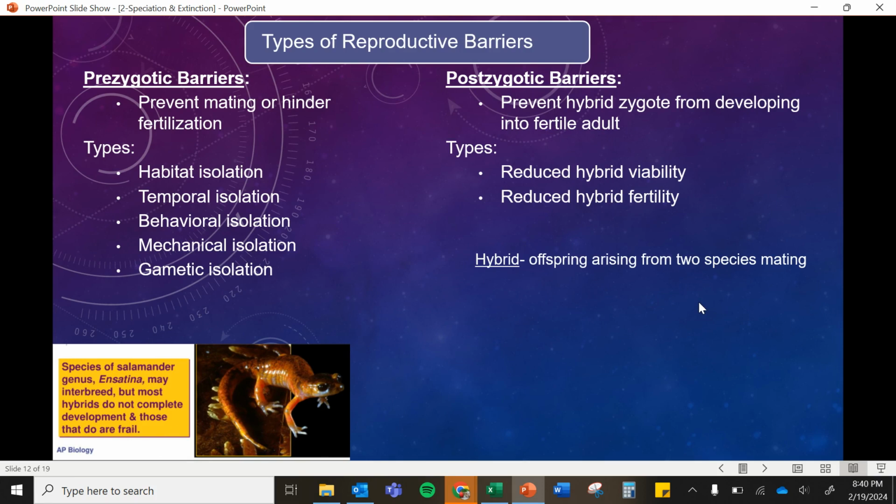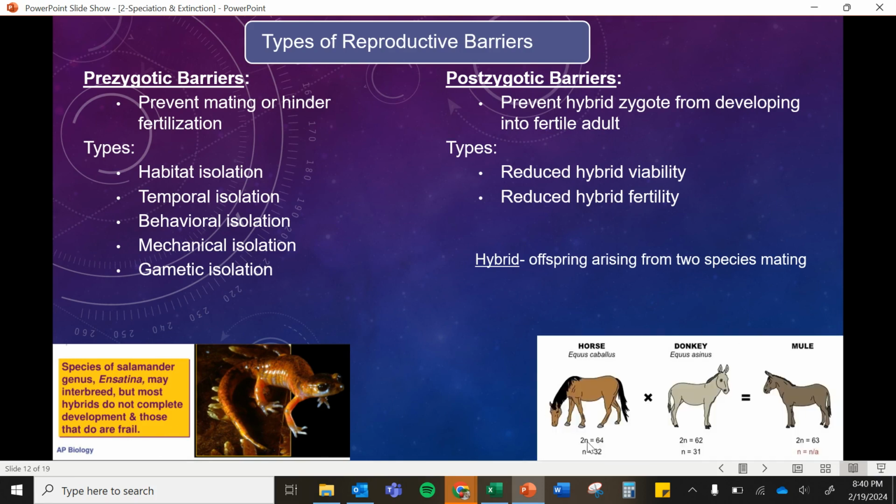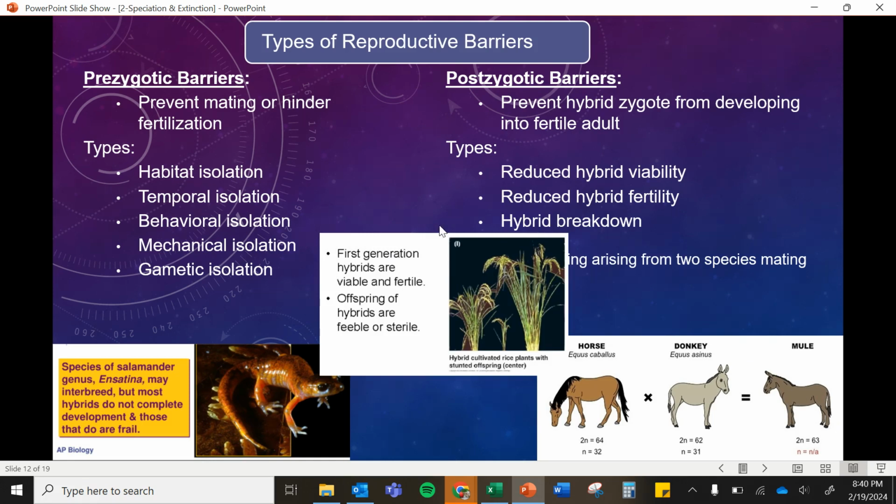We can also have reduced hybrid fertility. That was like our example with the horse and the donkey, where they can make an offspring, but that offspring is infertile. And then we can have something called hybrid breakdown, where the species are able to reproduce and the offspring are able to reproduce, but when they do, the offspring are frail or feeble or sterile in some cases. So it's breakdown because we're able to go through a couple generations, but over time they are not viable.